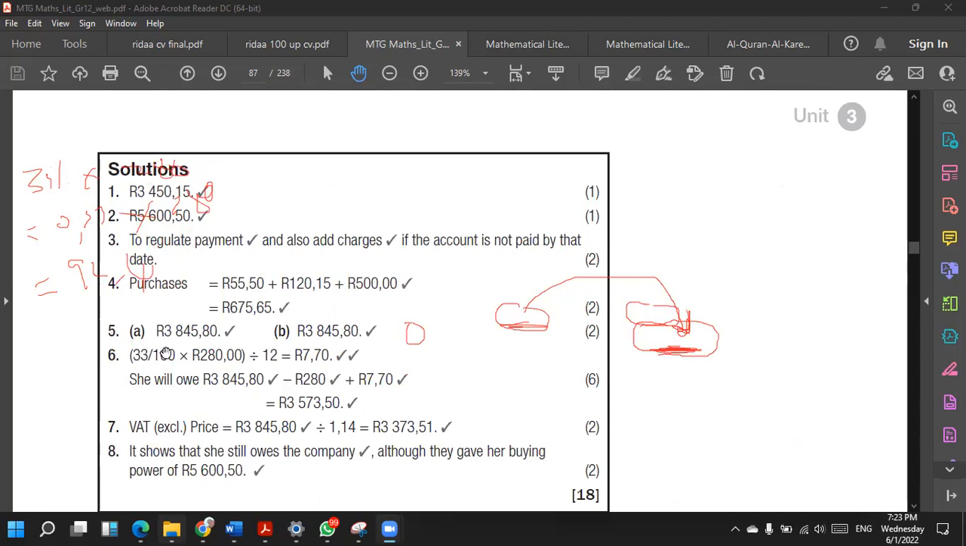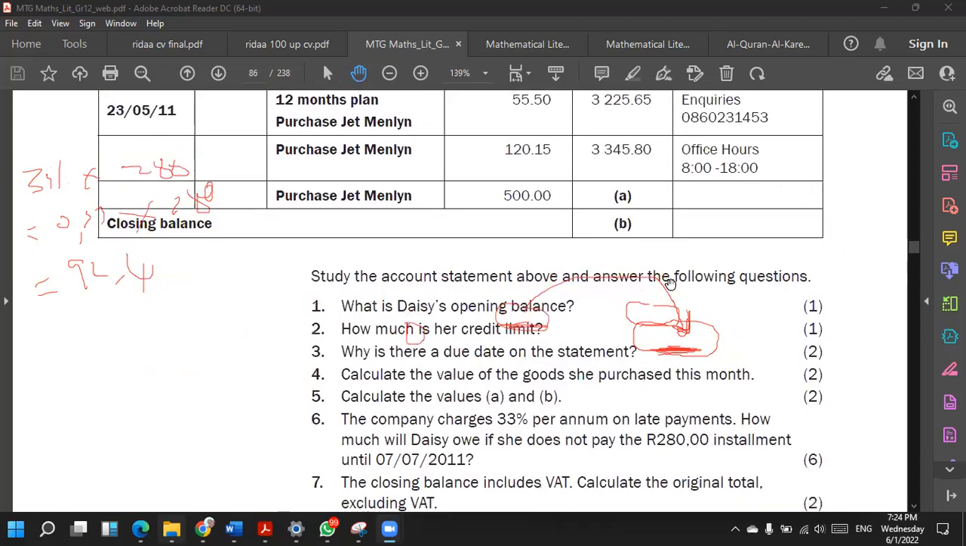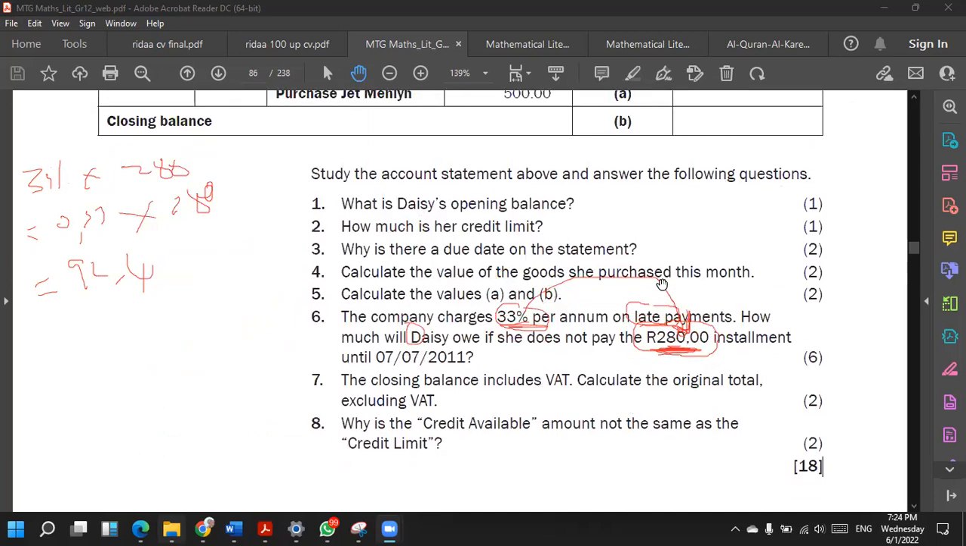So we first take 33% of that number, then we divide by 12. Why did we divide by 12? Because it's yearly. Exactly, because it's per annum. This is very important. So we take this and divide by 12, and what do you get? 7.7. Exactly, 7.7. And remember, it's only one month.